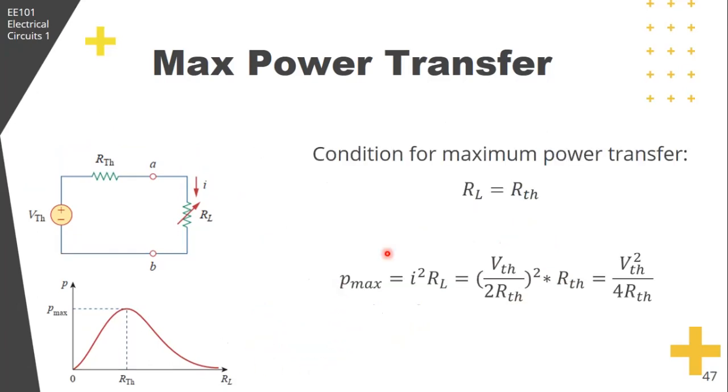That is the condition for maximum power: the load resistance is equal to the Thevenin resistance. Then the maximum power, from earlier, is I squared RL. I is equal to VTH over the whole resistance. Since RL is equal to RTH, that is 2 RTH, then squared, times RL which is equal to RTH. That would be VTH squared over 4 RTH.